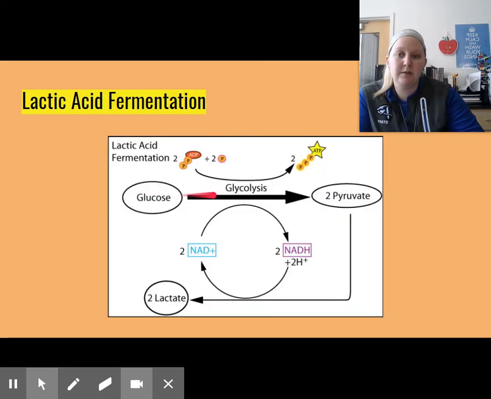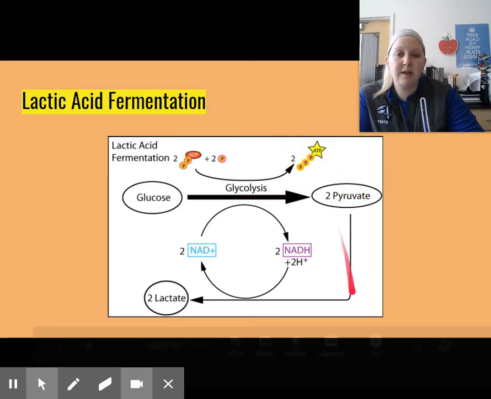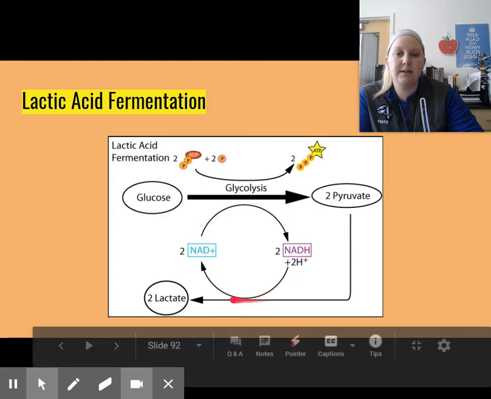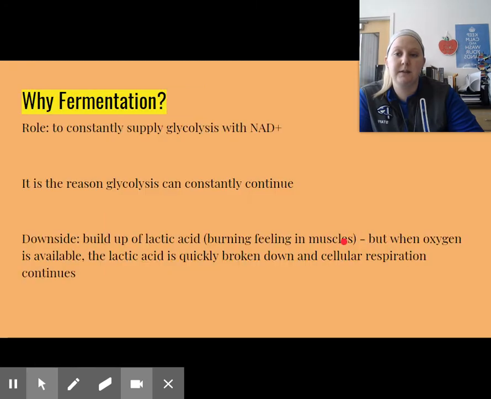So we have the breakdown of glucose, creation of 2 molecules of ATP, 2 pyruvate that go through lactic acid fermentation, create 2 molecules of lactate or lactic acid, cycling NADH and NAD+ back and forth between glycolysis and the fermentation process. The role of fermentation is to constantly supply glycolysis with NAD+ in times of lack of oxygen. This is the reason that glycolysis can continue.